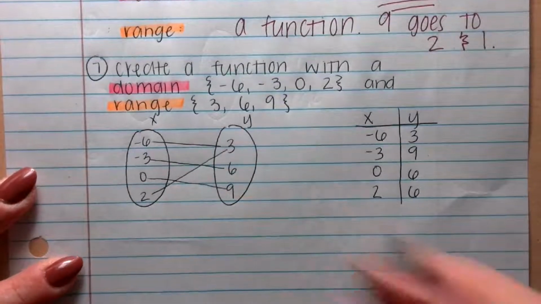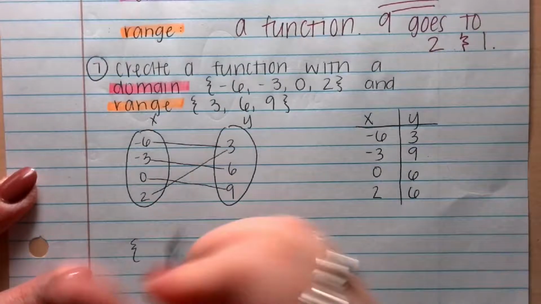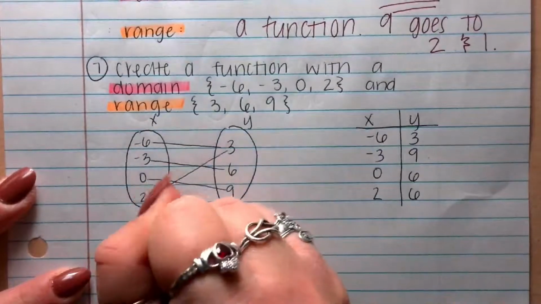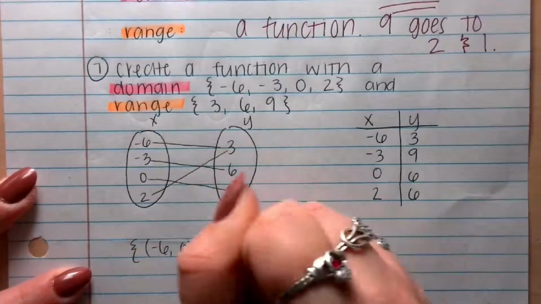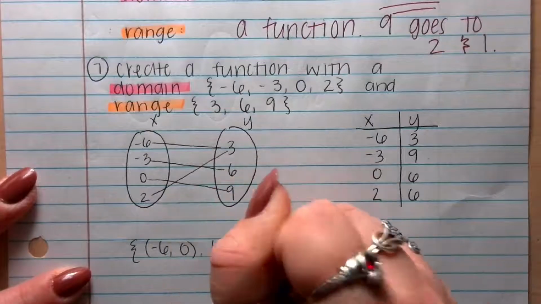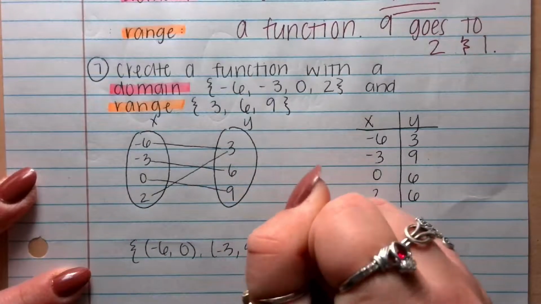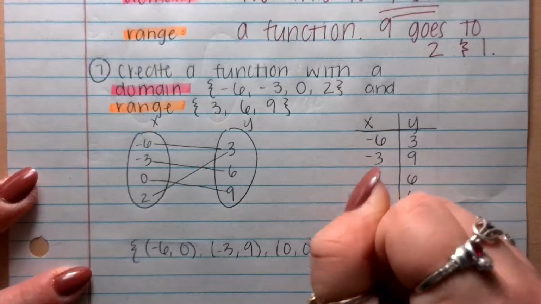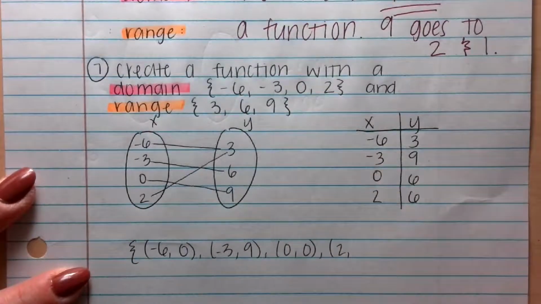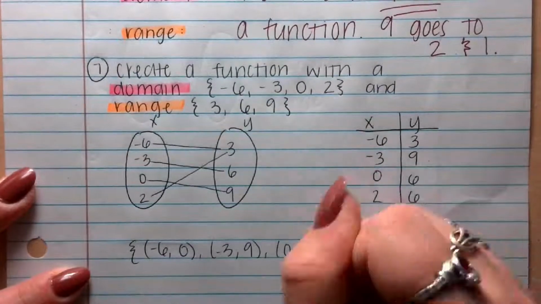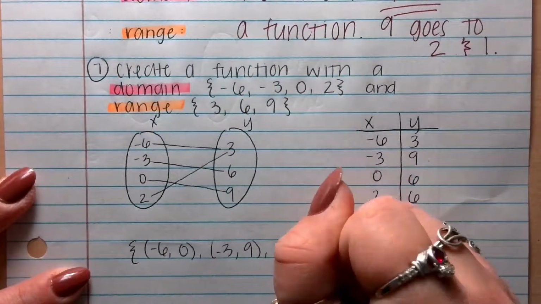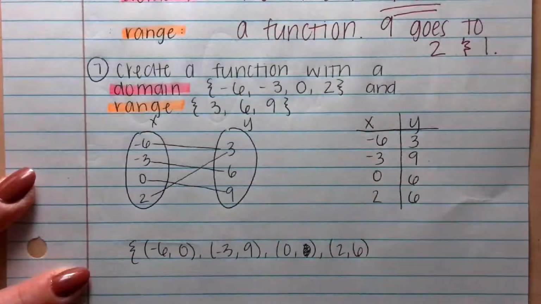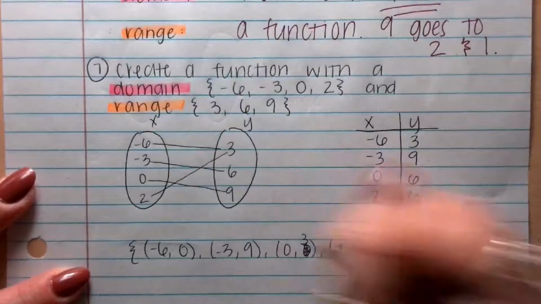And so the last representation are our ordered pairs. So we have -6, 0, -3, 9, 0, 0. Let's do, and then 2 is left, and we still have to use the, oops, 6. This is not an option. There's not a 0 in our range. I got excited. We're going to have to make that a 3.